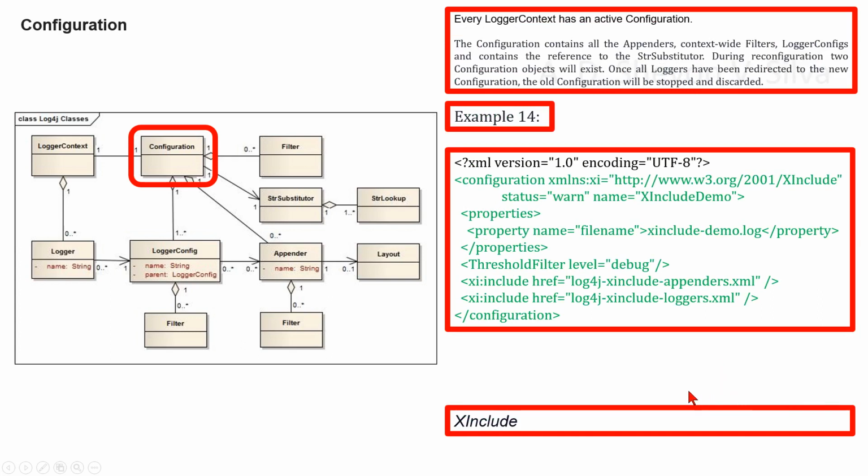This is an example for XInclude. An XML configuration file can include other files with XInclude. Here's an example of a log4j2.xml file that includes two other files.